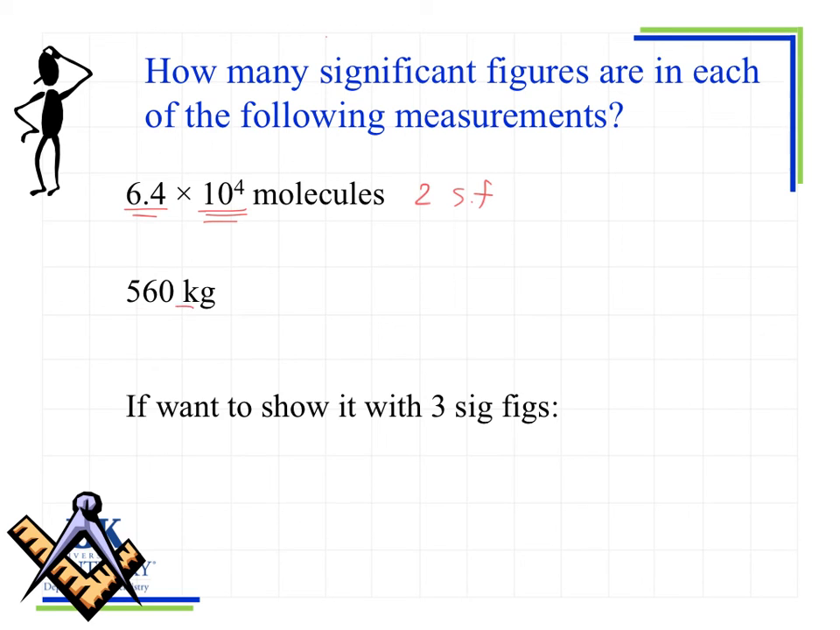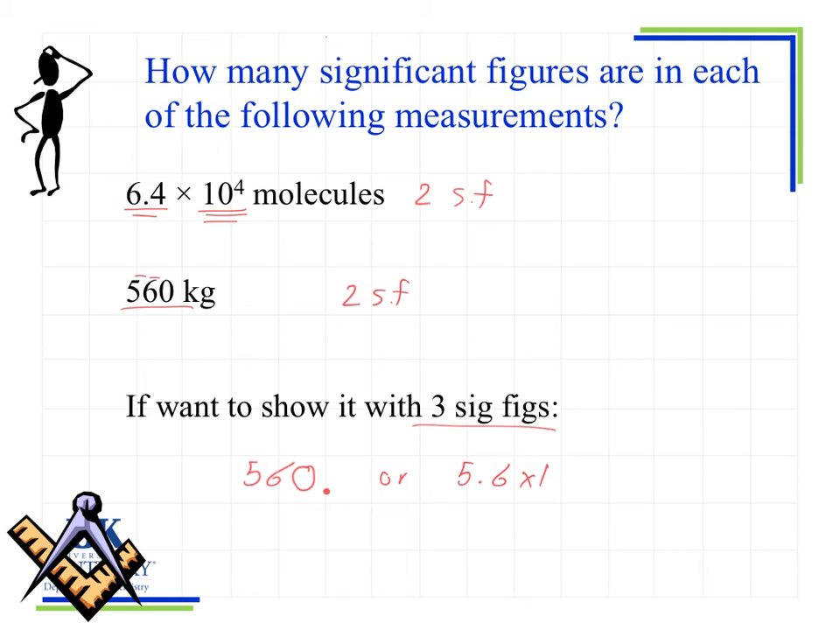How many significant figures do we have in the second? If you said 2, that's true. We have 1 trailing 0, and we know a trailing 0 without a decimal point is not counted as a sig fig. So we have 2 significant figures. If we want to show it with 3 sig figs, how do we write this? We can write it either with a decimal point, or in scientific notation. So it's 5.6 with 3 sig figs.